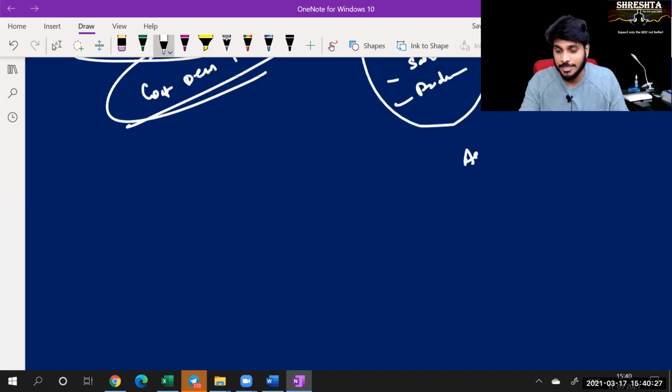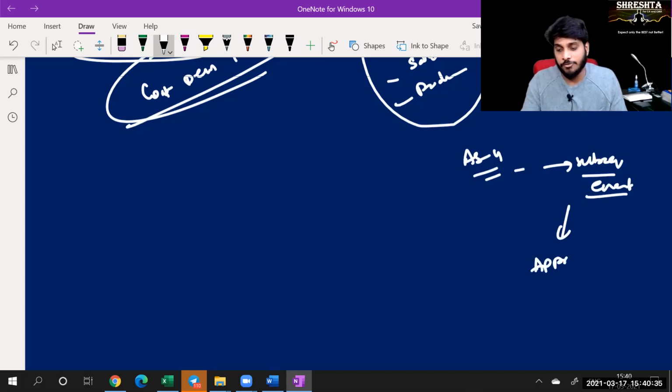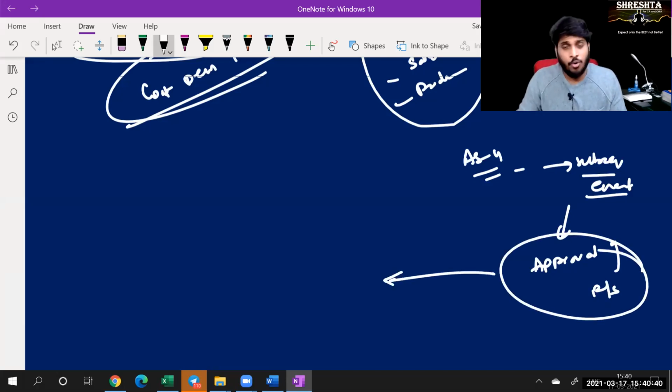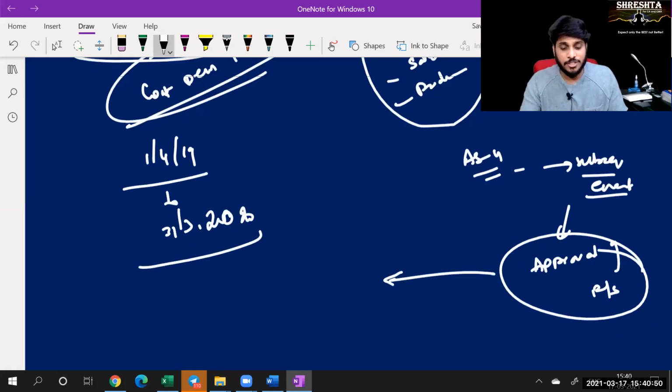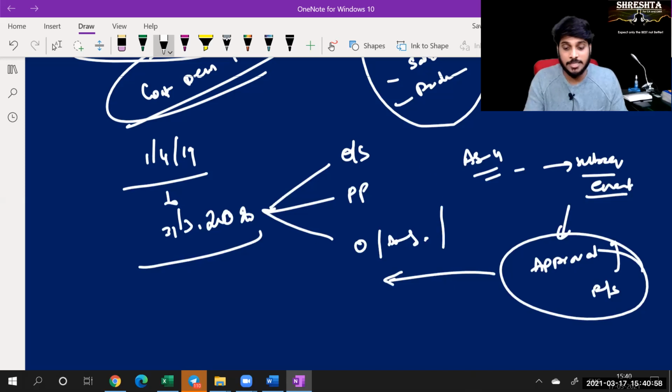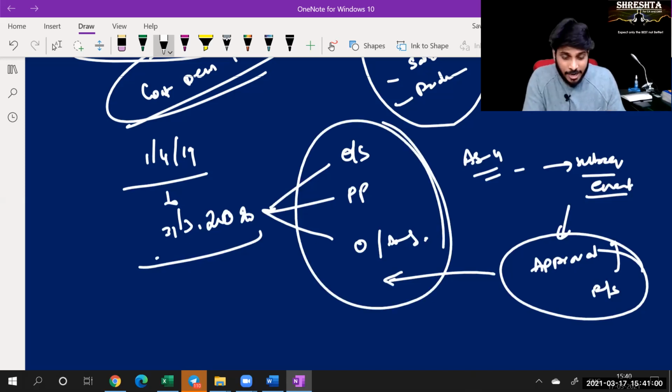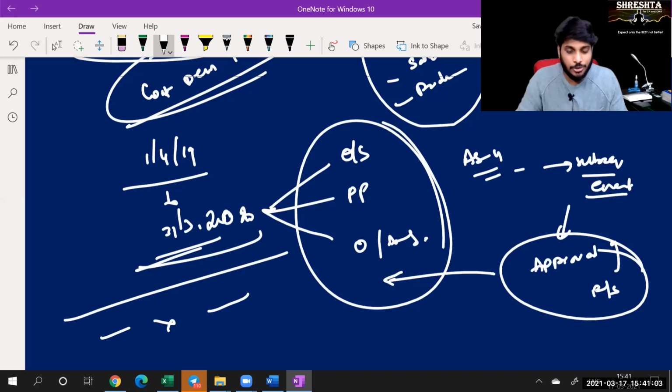You would have seen in accounting standard 4, subsequent events, there is a term called approval of financial statements. What is approval of financial statements? How does approval of financial statements happen? 1st April 2019 to 31st March 2020, books of accounts are prepared. On 31st March 2020, the organization looks into the outstanding items, prepaid items, and other adjustment entries that they need to pass. All those entries they will pass, and finally close the books of accounts.